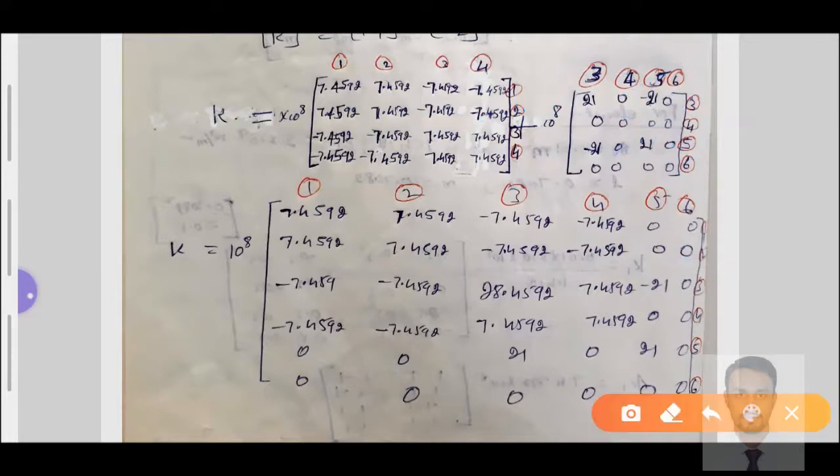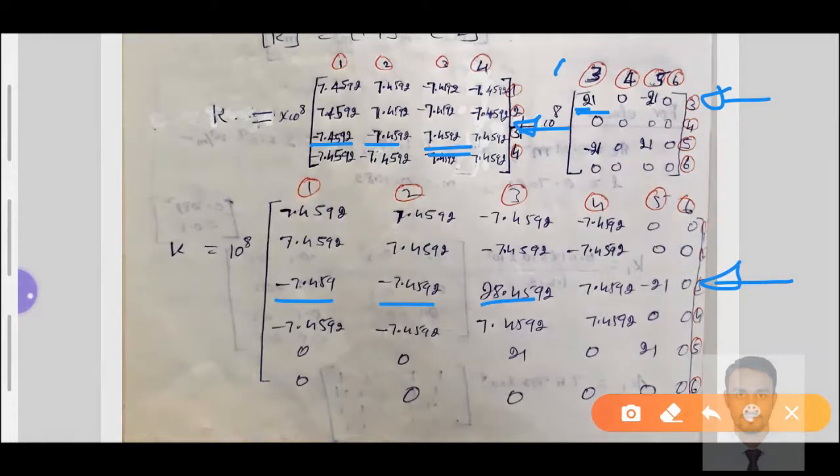Then after the second row, the third row we have in both matrices here. We need to search the third row completely. Third row first column we have here, but we don't have any first column here. Third row first column is equal to -7.459. Similarly, third row second column we have -7.4592, and then third row third column here, we have 7.4592 plus 21, that is equal to 28.4592.